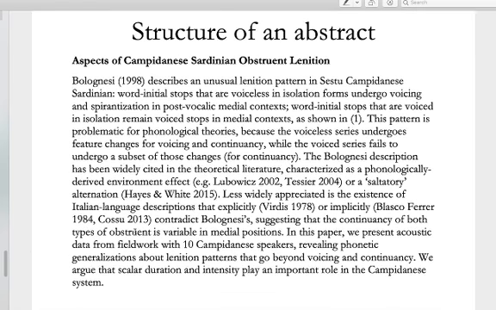Here's one more. Take a look at this one. This is about a sound pattern in a particular variety of Sardinian.